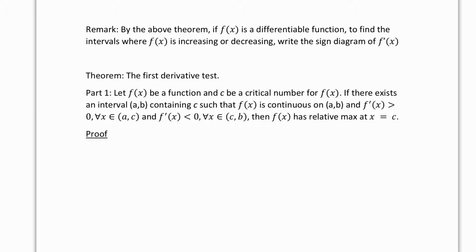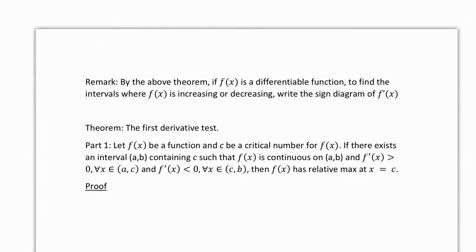Now this leads us to a really nice theorem, which is called the first derivative test. So there's a few parts, and we'll look at the first part here. Let's let f of x be a function and c be a critical number for f of x. If there exists an open interval a b containing c, such that f of x is continuous on a b and f prime of x is greater than 0 for all x in the interval a to c, and f prime of x is less than 0 for all x in the interval c to b, then f of x has a relative max at x equals c.